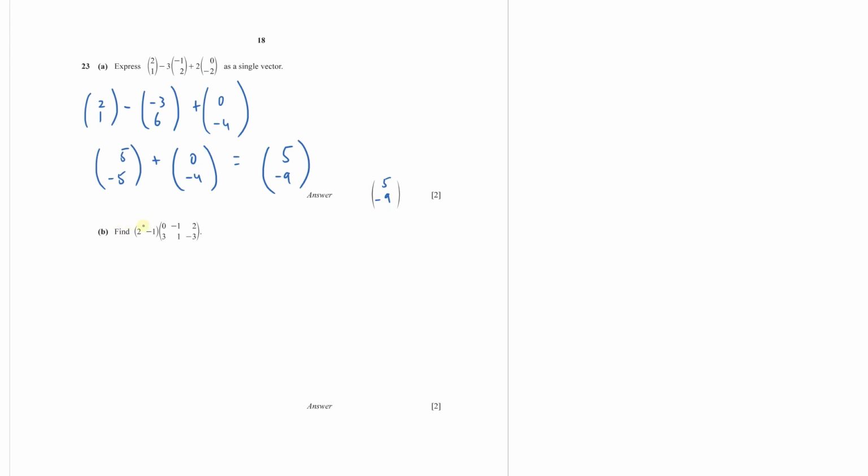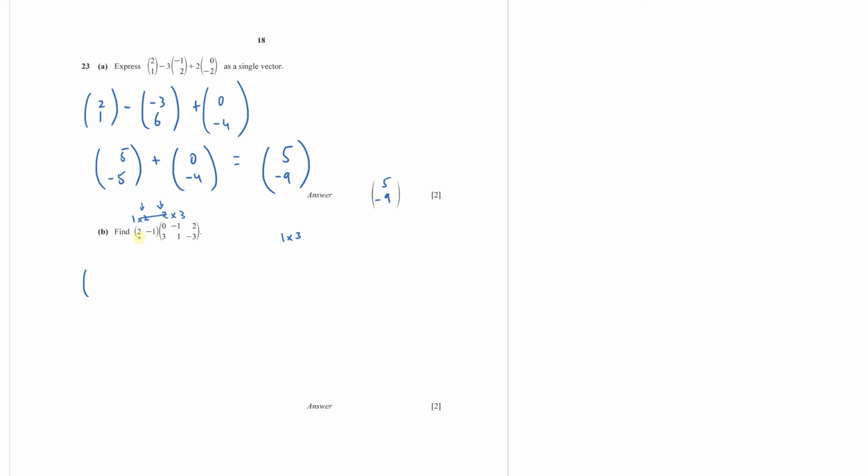Part B is you have to do this matrix multiplication. So this matrix has one row and two columns, so this is a 1 by 2 matrix. And this has two rows and three columns, so this is a 2 by 3 matrix. So you know that you can do this multiplication because the number of columns of the first matrix is equal to the number of rows of the second matrix. So if you cancel these out, you get 1 by 3. So your resulting matrix would be a 1 by 3 matrix after you do this multiplication.